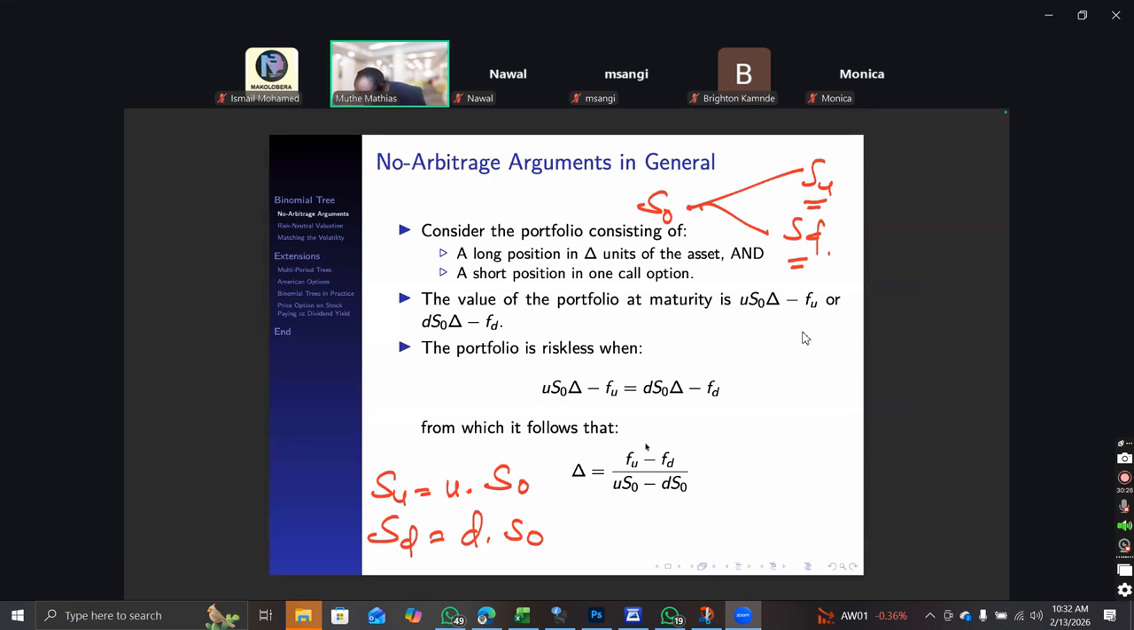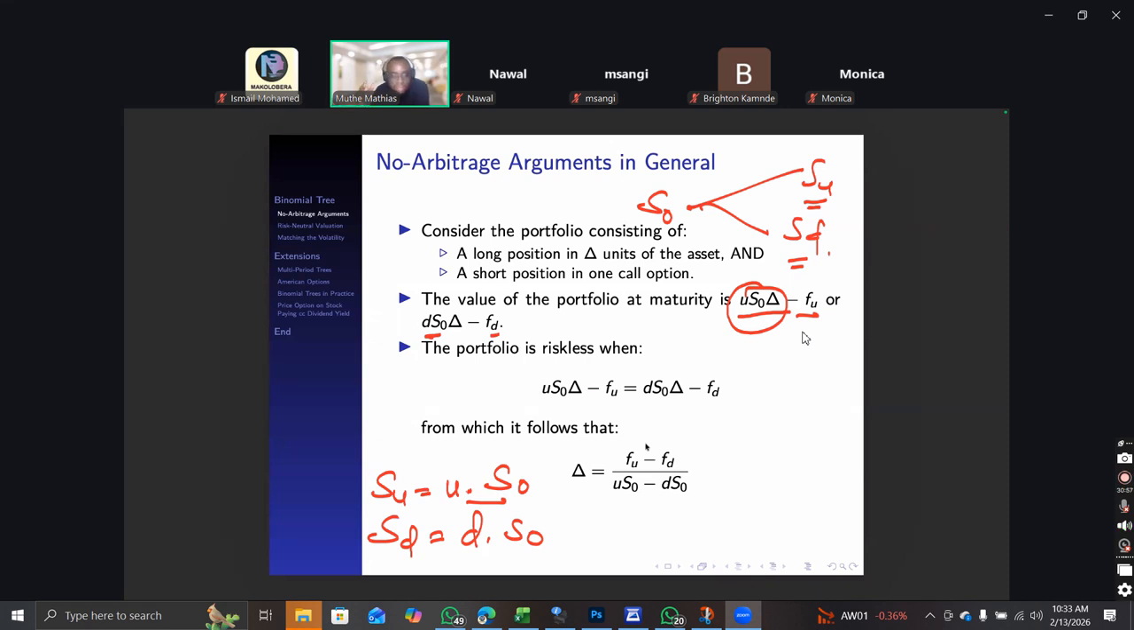I'm just doing the same thing. The value of my portfolio in the up scenario, remember, is SU, but SU now is U S naught. So I just need to substitute here and get the value of the portfolio in the upside. And then in the downside, I have this one here: I take D S naught, multiply by delta, and then subtract this. So I'm doing the same thing as we did before, but now I'm asking how do I get SU and how do I get SD. It's simply by multiplying by certain factors, and if we do that, we'll be able to get that.